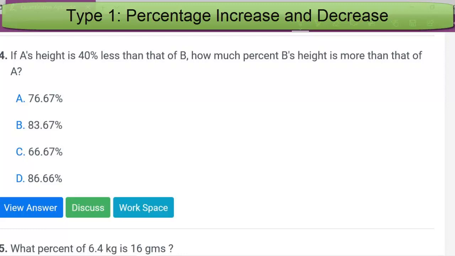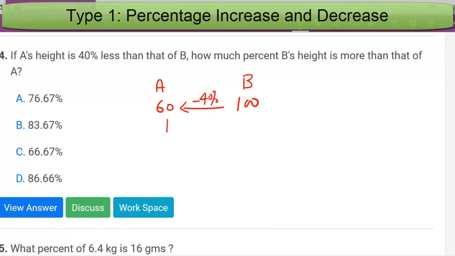Okay, so there are two people, A and B. If I assume B as 100, A's height is 40% less than B, that means 40% less than 100 will give you 60. Okay, so A is 60. Now the question is how much percent B's height is more than that of A.